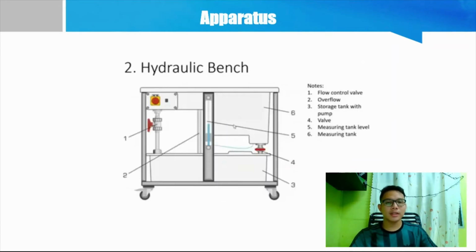So next, here we can see the next part, which is the bottom part of the apparatus, which is known as the hydraulic bench. The hydraulic bench consists of flow control valve, overflow, storage tank with pump, valve, measuring tank level, and measuring tank.